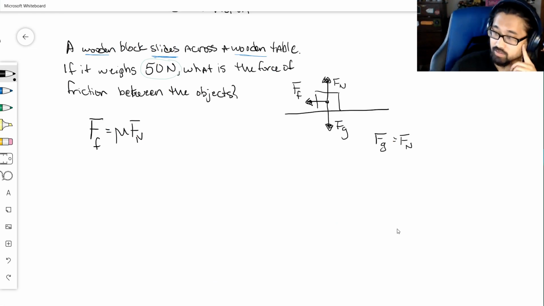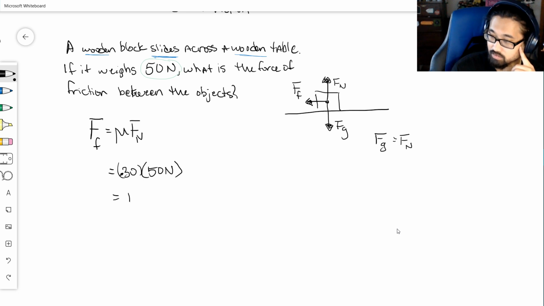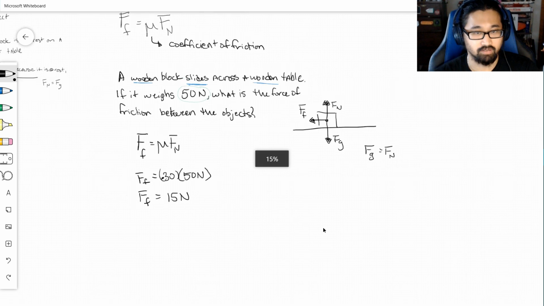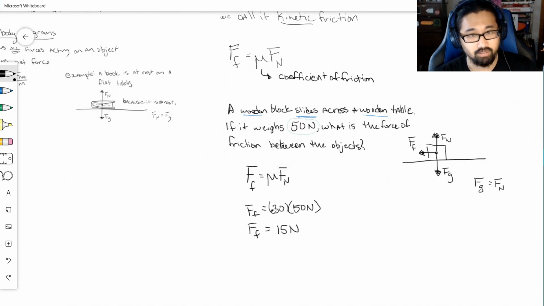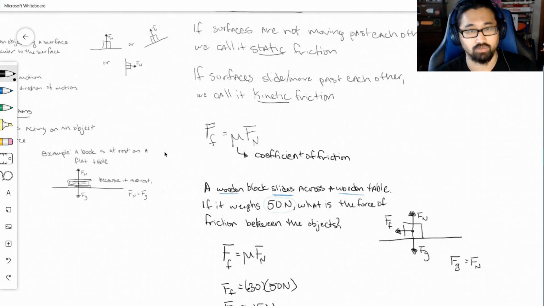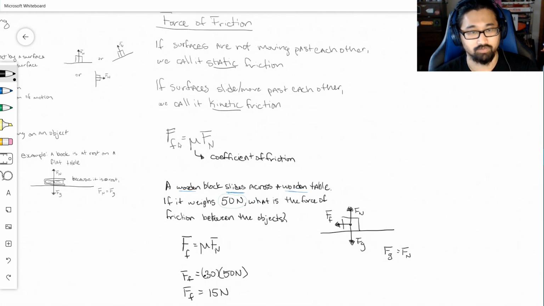Now, when I do this, I'm just going to plug in numbers. It equals 0.30 times 50 newtons, and when I do that, I get that it is 15 newtons. So the force of friction on the block is 15 newtons. Now this combined a little bit of, do you know how to make a free body diagram? Do you know how to recognize which forces are which? And do you know how to use the reference table to find some coefficients of friction to find whether it's static or kinetic?